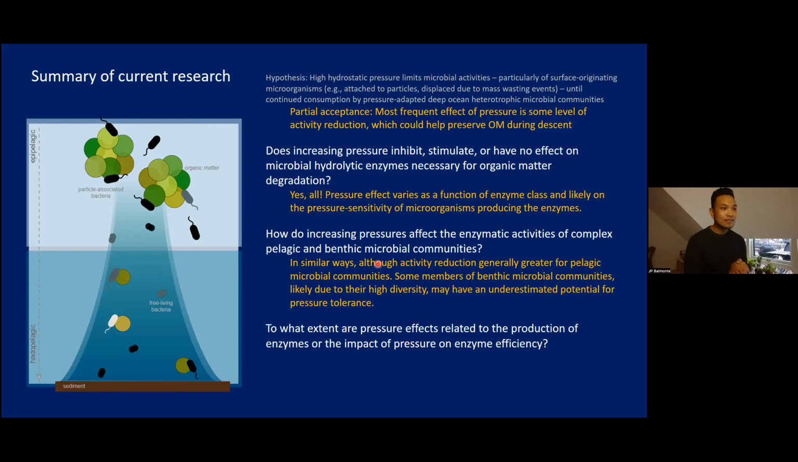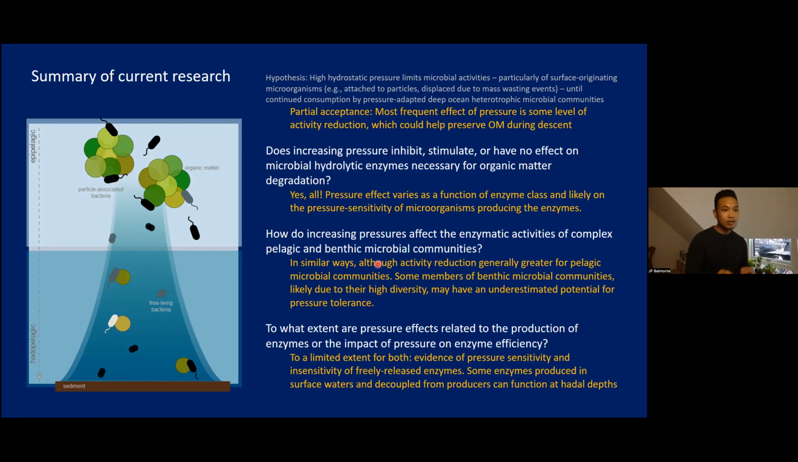And to what extent are pressure effects related to the production of enzymes or the impact of pressure on enzyme efficiency? To a limited extent for both. We see evidence of pressure sensitivity and insensitivity for freely released enzymes. But one key takeaway is that even if their activity is reduced, some of these enzymes that are produced in surface waters and decoupled from their producers may still be able to function at Hadal depths. So that to me is really surprising and mind-boggling.